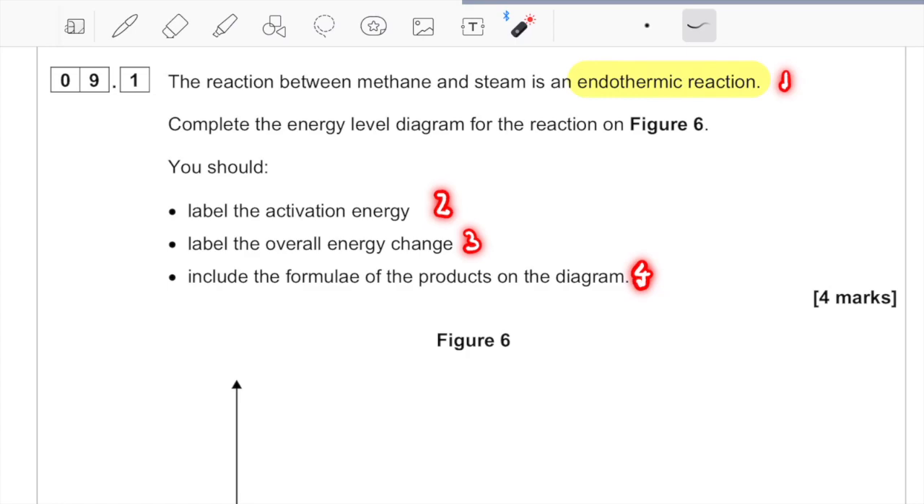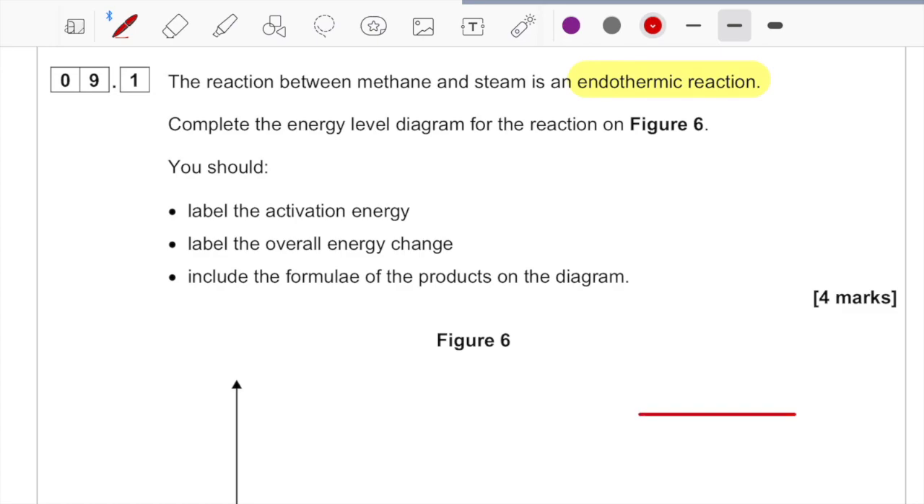So I'm actually going to start with the first mark and then the fourth mark. So in an endothermic reaction, energy is taken in from the surroundings, which means the energy stored in the products is greater than the energy in the reactants. So my line, or where my products are going to sit, has got to be higher than where my reactants started. So that's one mark.